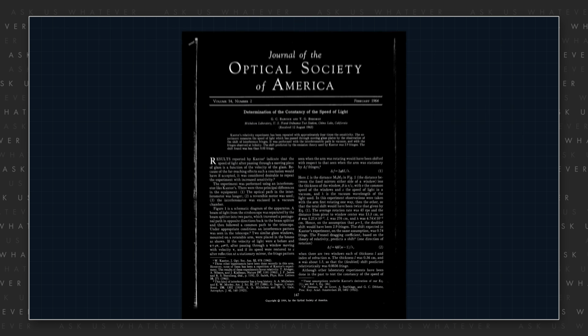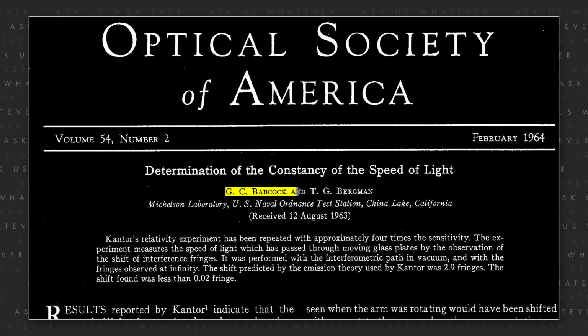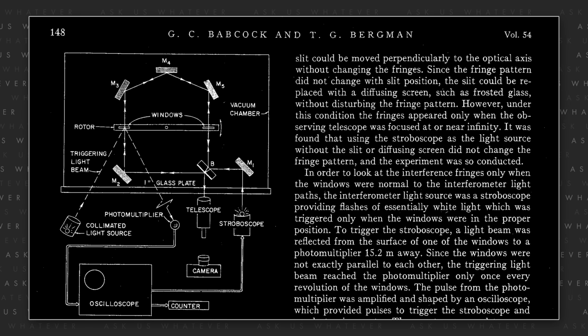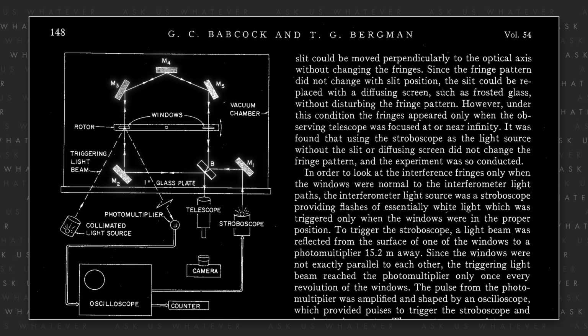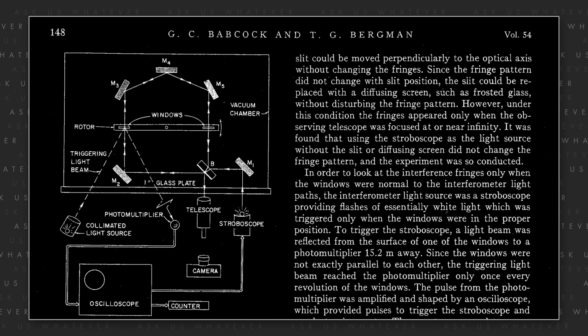And for those of you who don't trust 100-year-old experiments done outdoors, well, Babcock and Bergman reported an experiment in 1964 in which they passed light over a 6-point closed-loop path within a vacuum chamber in their laboratory and saw no deviation of the light path regardless of the time of day.